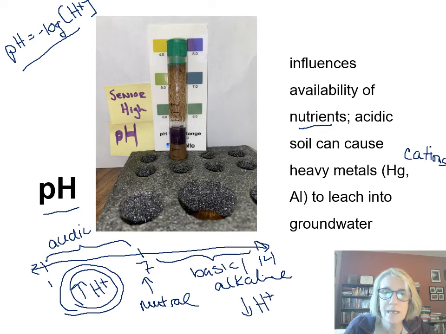So you basically take a sample of your soil, you shake it with some water, sometimes you let it sit for a certain amount of time, and then you add whatever the pH indicator is, and you see what matches. So it looks like to me, this is a little bit of a basic soil or an alkaline soil.